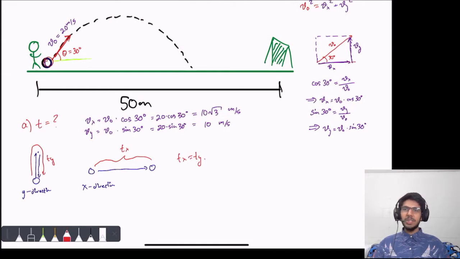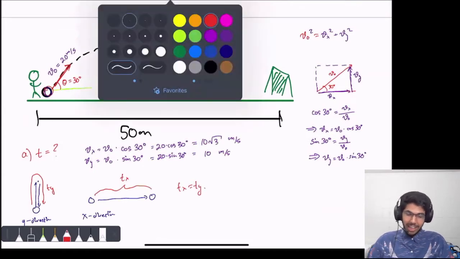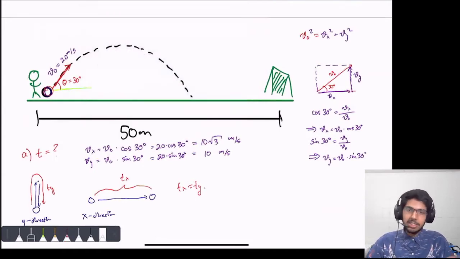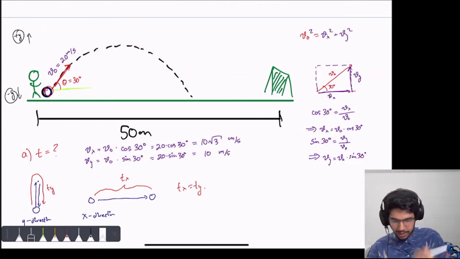So, with that out of the way, let's just consider the y direction. So, what do we know about the y direction? Well, not much. But we can know stuff. And to do this, we need to make sure we label our directions. So, let's say this is the positive y direction going upwards, and going downwards is the negative y direction.